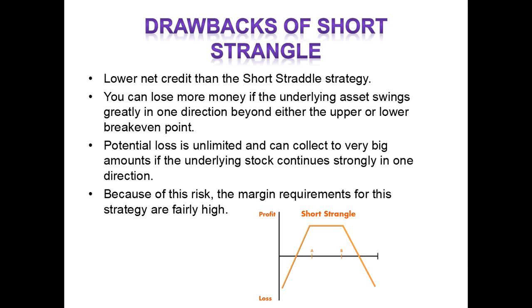So here are some of the drawbacks of the short strangle. You can lose more money if the underlying asset swings greatly in one direction beyond either the upper or the lower break-even point. The potential loss is unlimited and can add up to a very big amount if the underlying stock continues to move strongly in either direction. Because of this risk, the margin requirements for this strategy are fairly high. As you can see here in this image, here's the margin, the profit and the loss for the short strangle strategy.